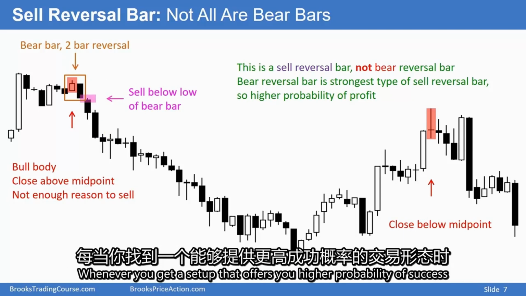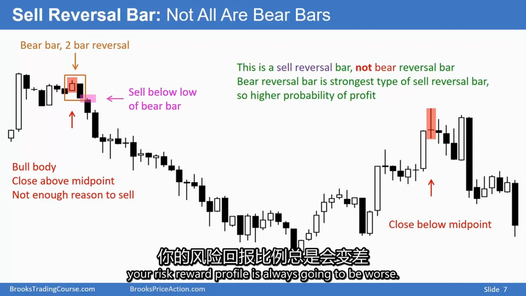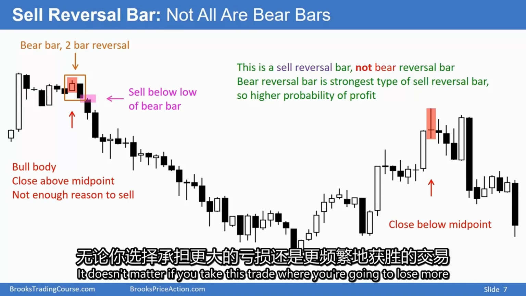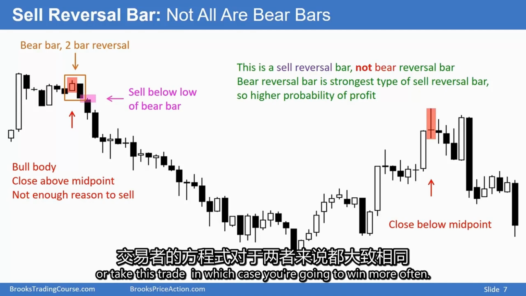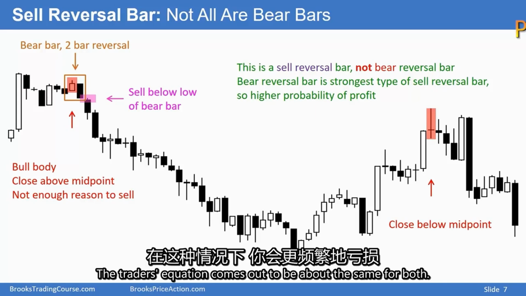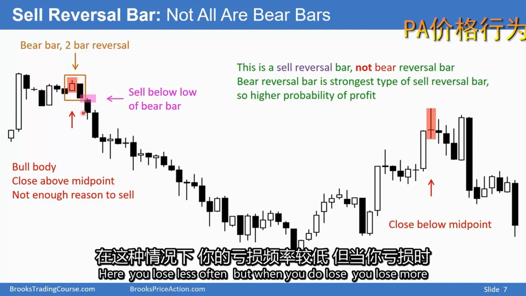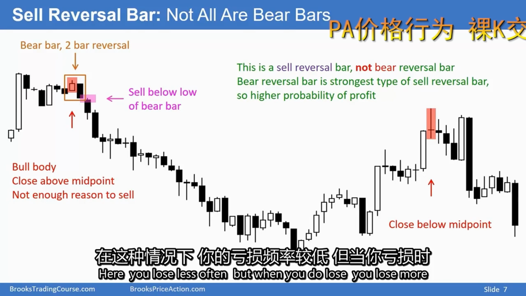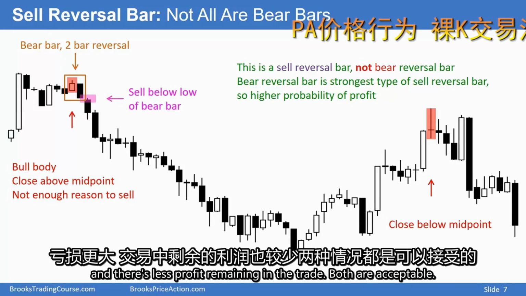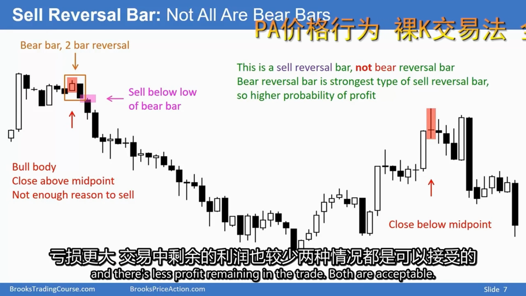Whenever you get a setup that offers you higher probability of success, your risk-reward profile is always going to be worse. It doesn't matter if you take this trade where you're going to lose more, or take this trade, in which case you're going to win more often. The trader's equation comes out to be about the same for both. Here, you lose more often, but you lose less, and your reward is bigger. Here, you lose less often, but when you lose, you lose more, and there's less profit remaining in the trade. Both are acceptable.